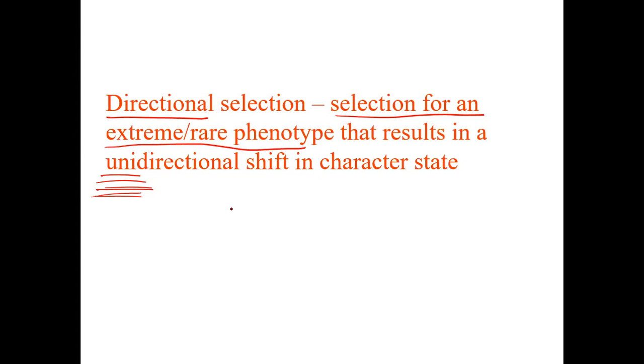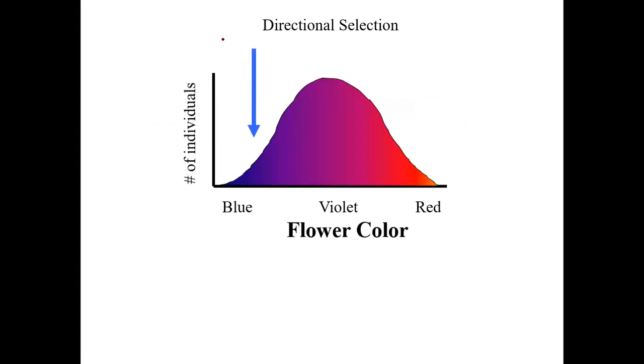Unidirectional. Precious says 1. Okay, so here we're selecting against, and we're selecting for a rare phenotype. Well, these are more rare. We can see the number of individuals here is going to be lower. The most common thing is violet. We're selecting against violet too, essentially, because we're selecting against one extreme and for another. So violet's kind of close to blue, kind of close to red. The bees really want to visit, in this case, the red flower. They like that red flower.